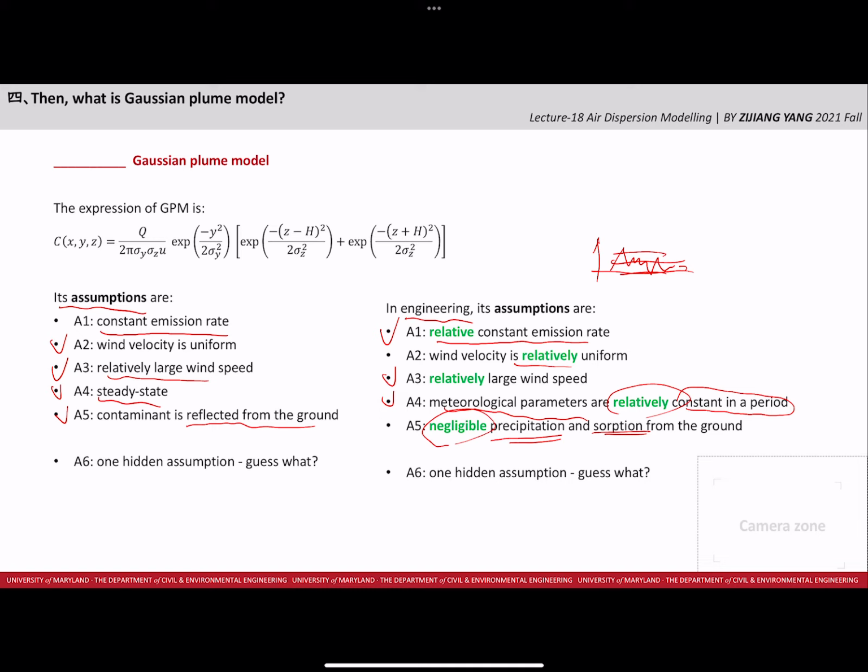But as I mentioned here, we have one hidden assumption that I didn't talk about explicitly. So do you guys want to guess what the last assumption during the whole process is?